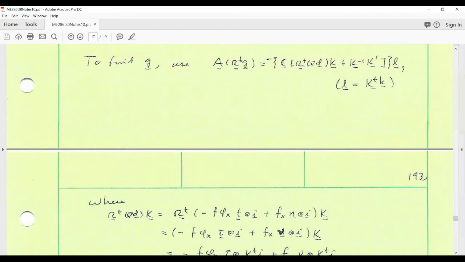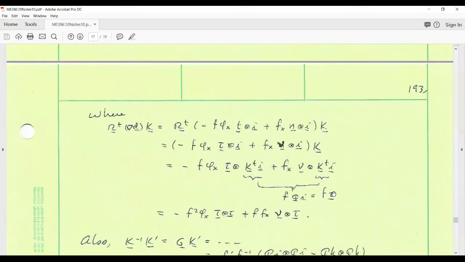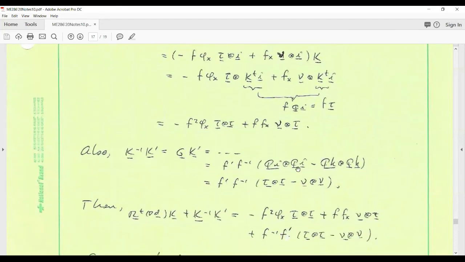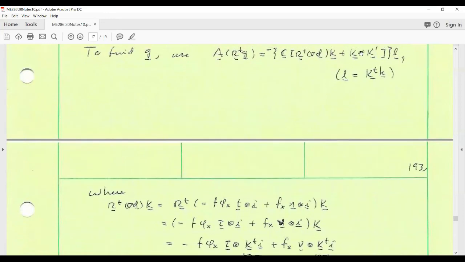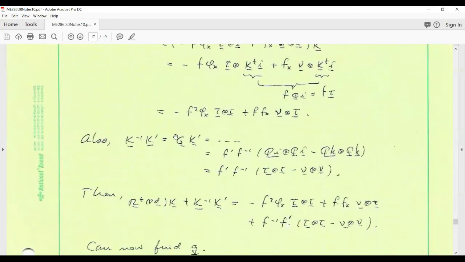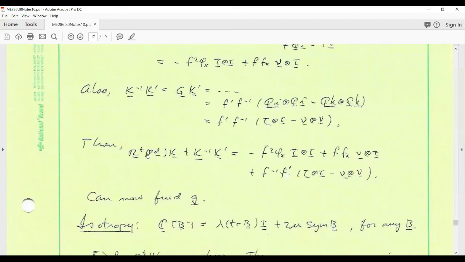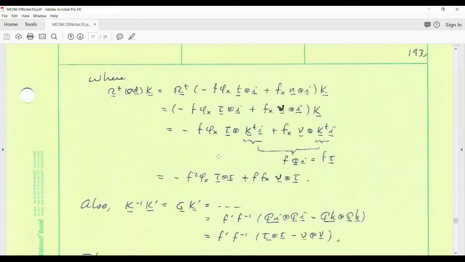For example, this term, R transpose grad dk, here's a calculation that goes through that in detail, and I won't bore you too much with that. But you can do it easily, and you deduce this, where this tau and nu were those unit vectors associated with the rotation factor in the plastic deformation. We also need this k inverse k prime term here. And after a little bit of effort, you find that here. So again, F and F prime are associated with the plastic deformation that we're taking to be fixed in this calculation. And after a lot of tedium, you then get this expression for this thing, which sits inside here.